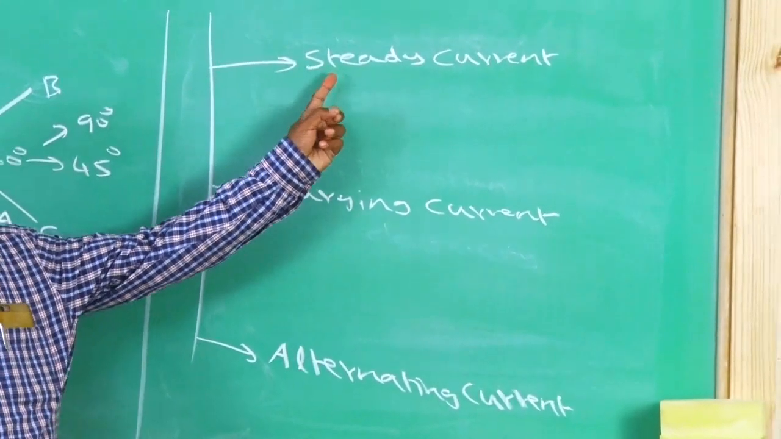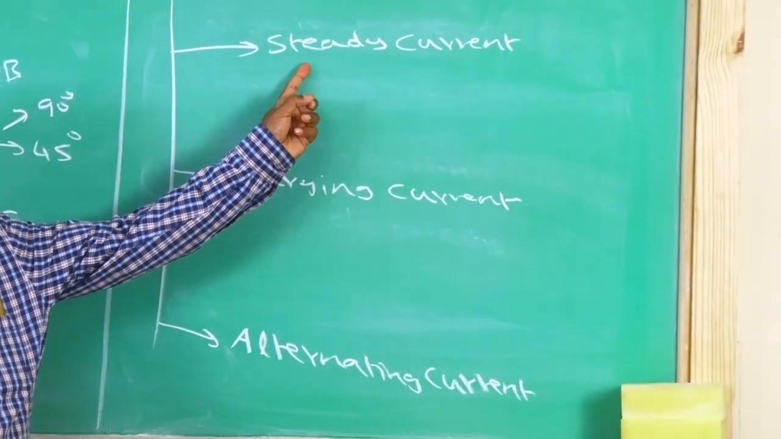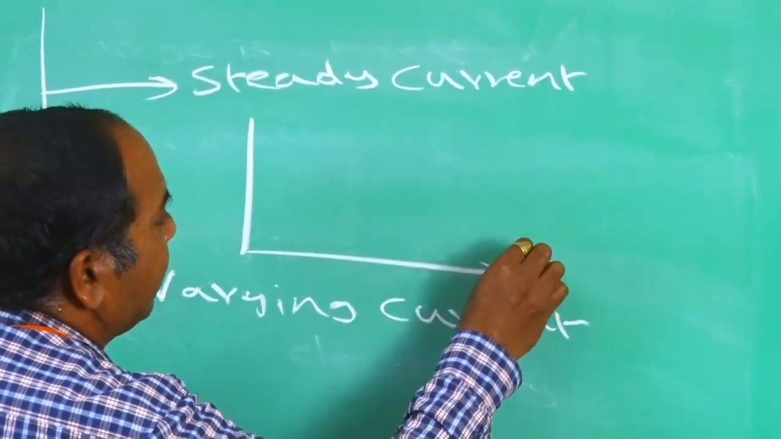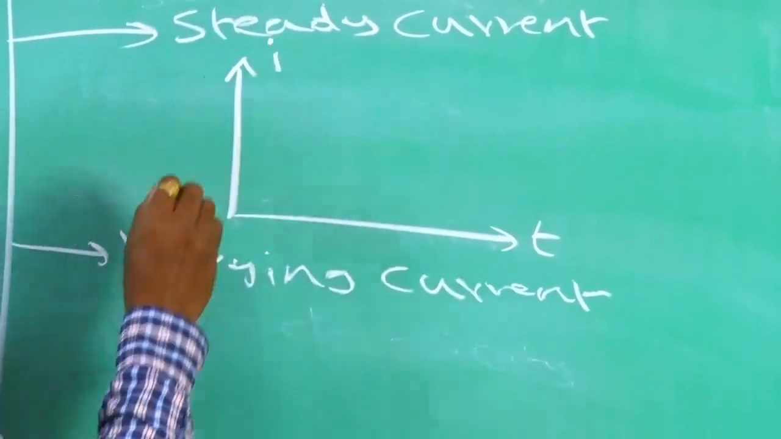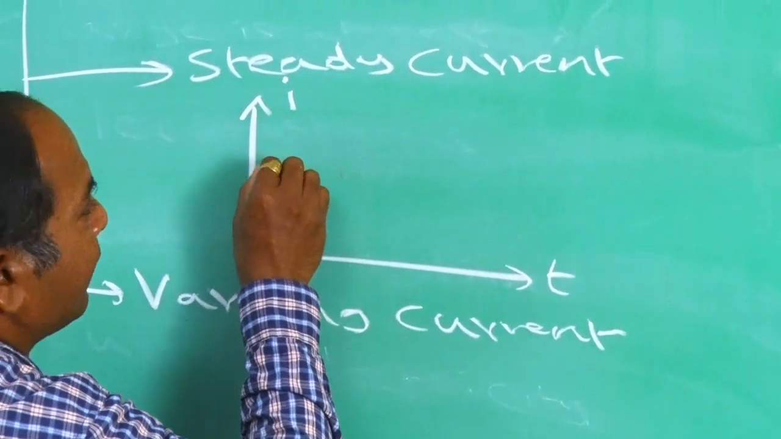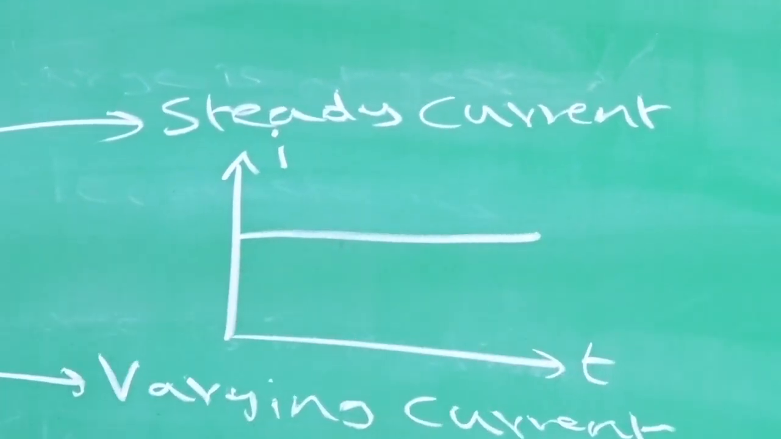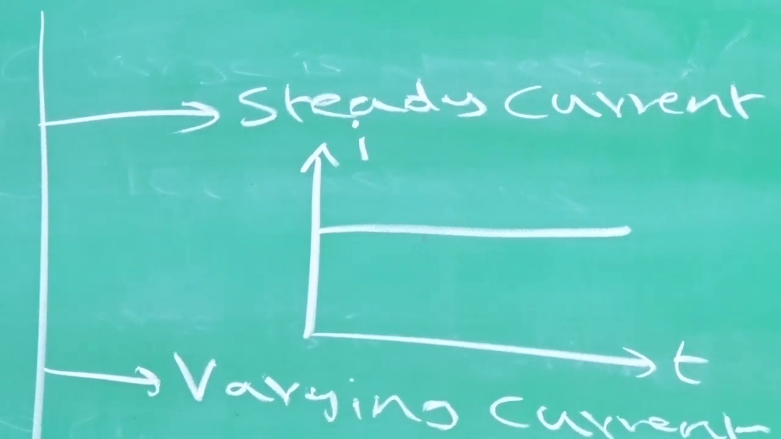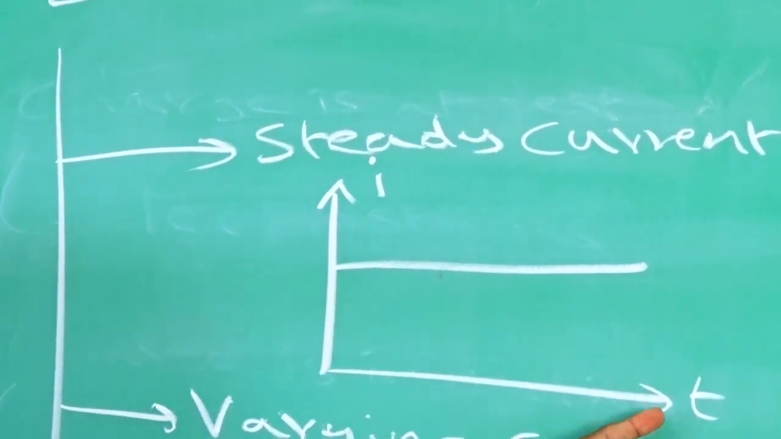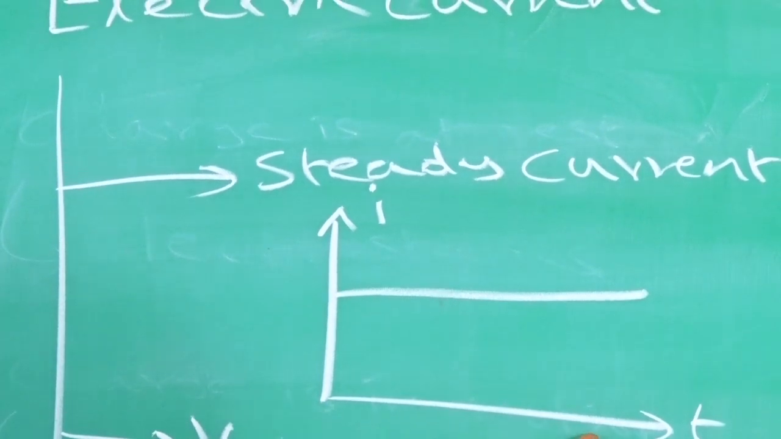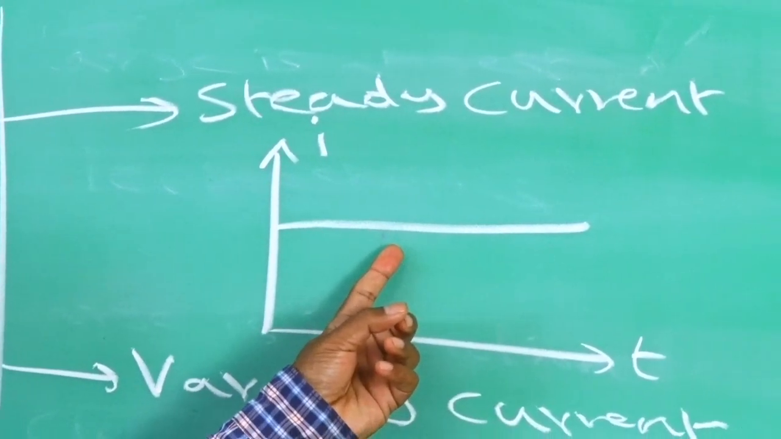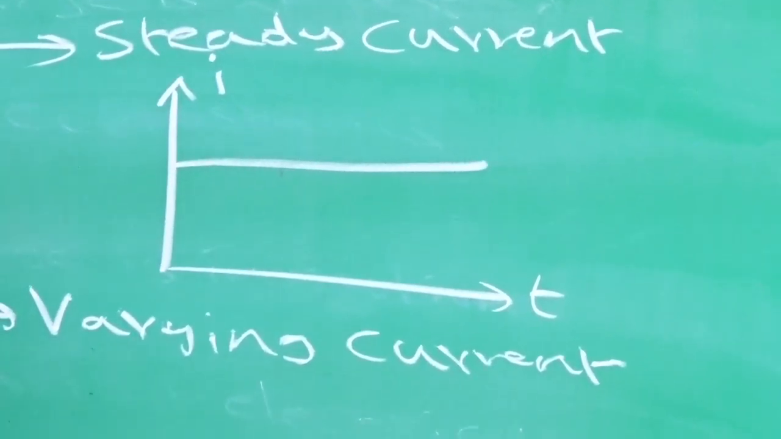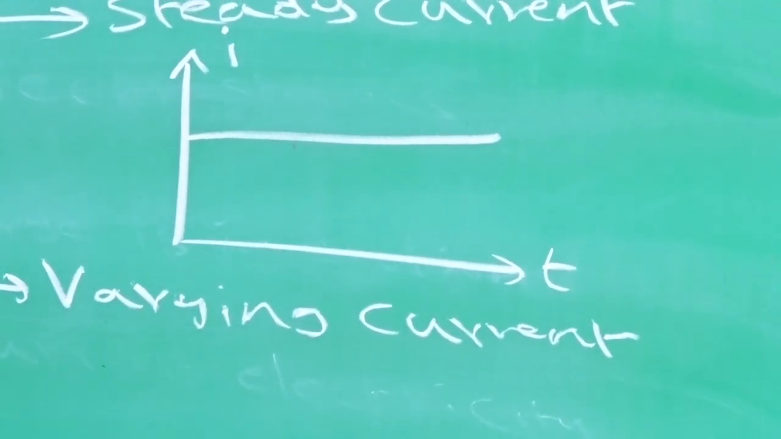Steady means constant. Here you plot a graph between time and current value. If the current magnitude and direction remain constant with respect to time, that means as time goes on there is no change in either magnitude or direction, then that current is said to be steady current.